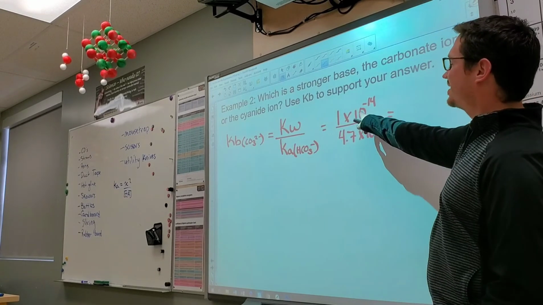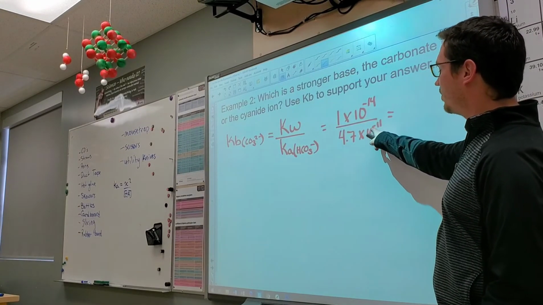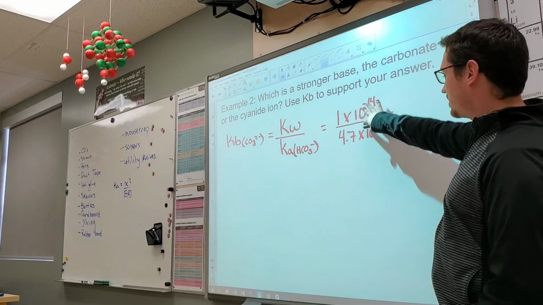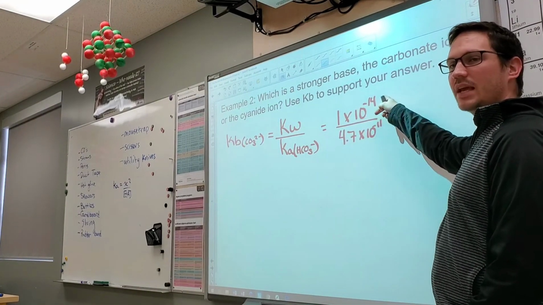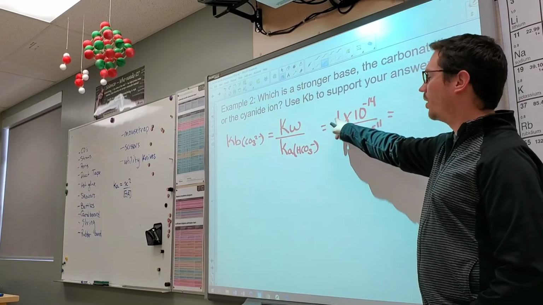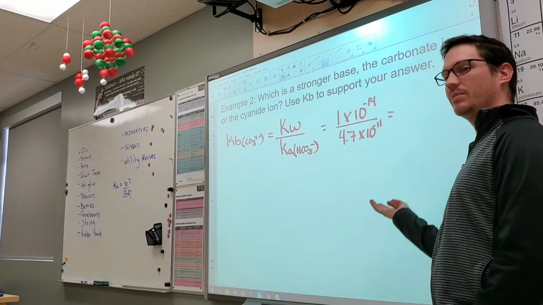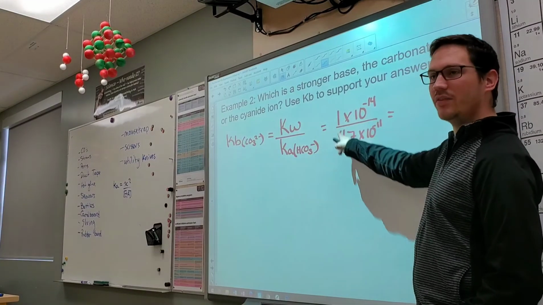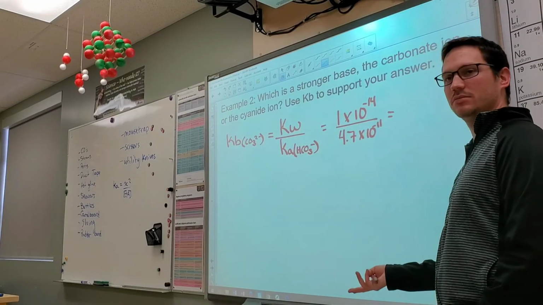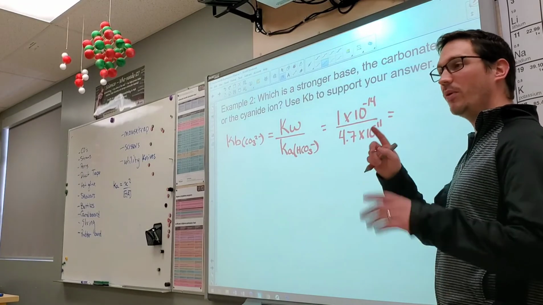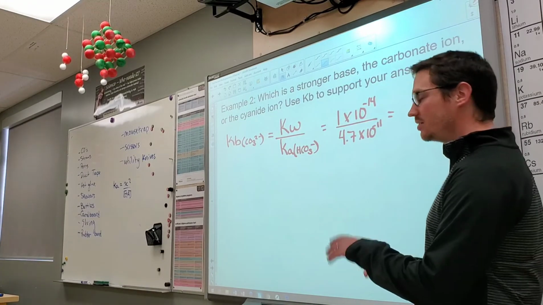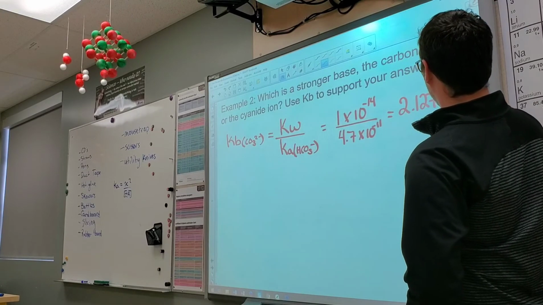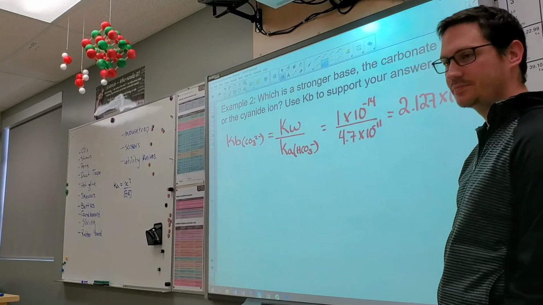Okay, what's 10 to the power of negative 14 divided by 10 to the power of negative 11? 14 minus negative 11. 10 to the power of negative 3, right? But then we're going 1 divided by a big number, so it's actually 10 to the power of negative 4. And then 1 divided by that is 2.127. So 2.127 times 10 to the negative 4. Perfect.